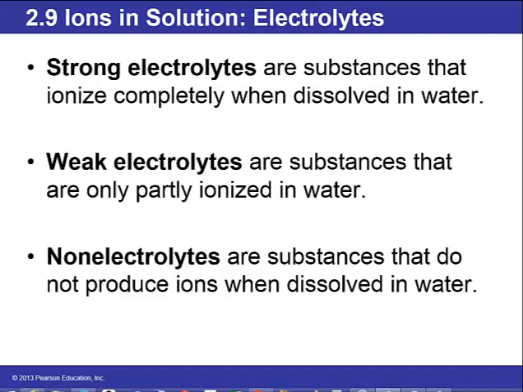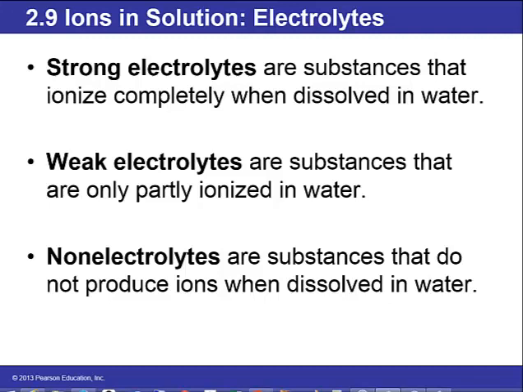So strong electrolytes are going to be substances that ionize completely when dissolved in water. They form their ionic components. You can also have weak electrolytes, which are substances that are only partly ionized in water, which means that they would partly stay together as well. And so they're going to be weaker electrolytes, or conduct electricity more weakly within that solution.